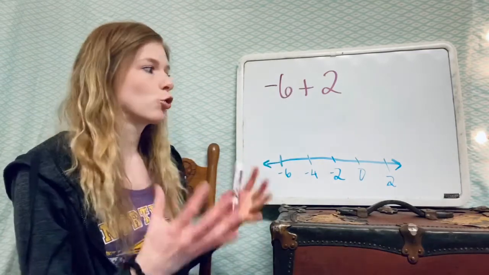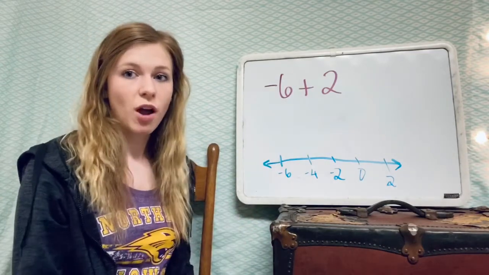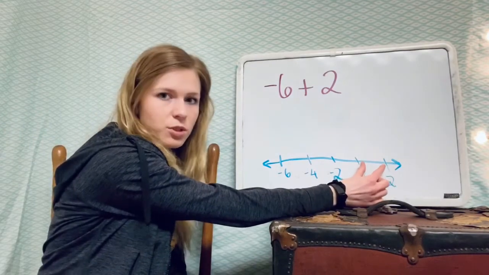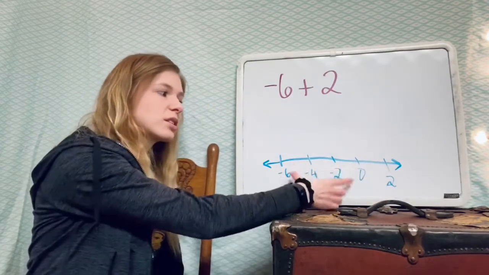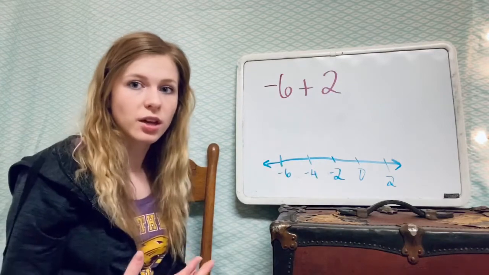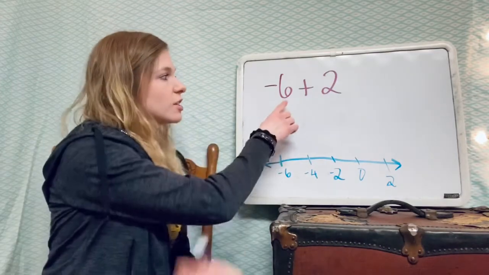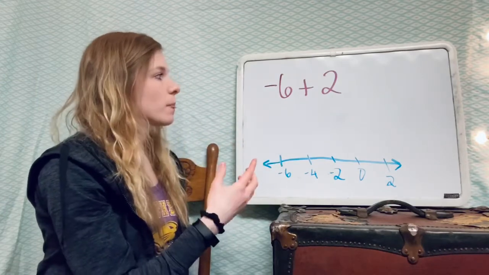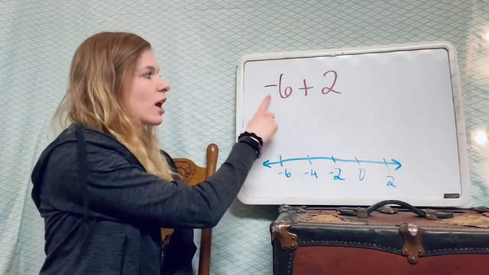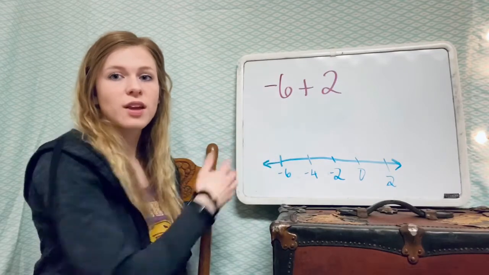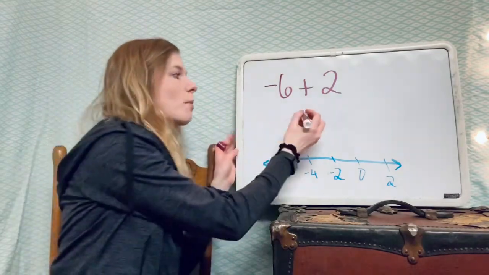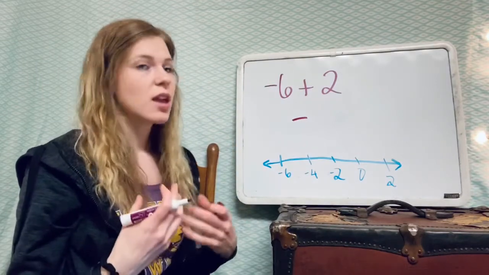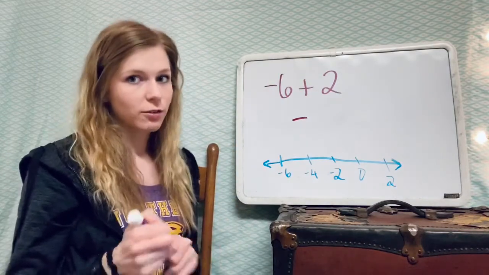6 has a greater distance from 0 on the number line. So I notice 2 is only 2 spaces from 0, where the -6 is 6 spaces from 0 on my number line. So in this case, this piece is greater in that sense. Now, it has that greater distance. So what I'm going to look at is, is this piece negative or positive? It's negative. So my answer is going to be negative. That's how I determine if my answer is going to be positive or negative.